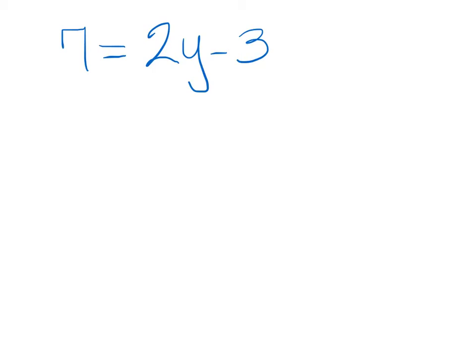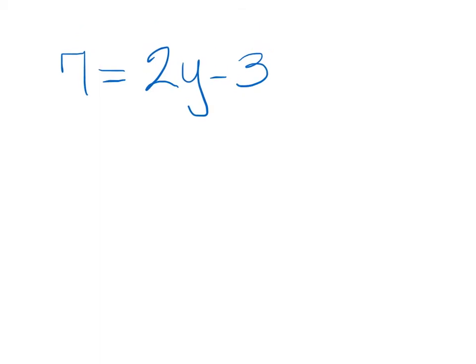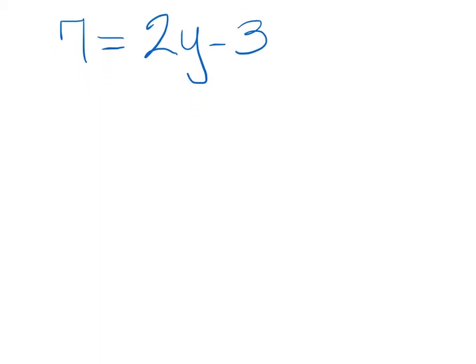So now we have this subtraction. We have 2y minus 3. So we're going to do the inverse operation, which is to add. So we're going to add 3 to both sides. Add 3 to both sides.